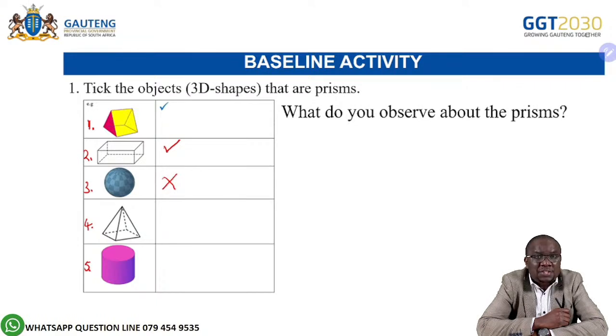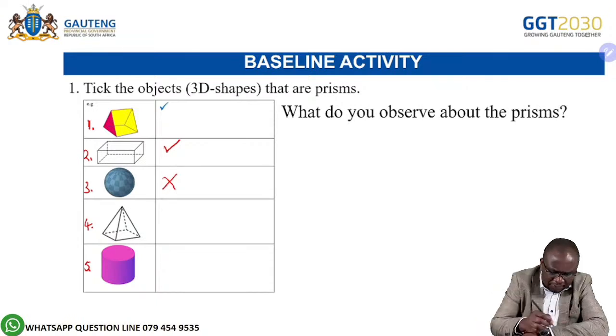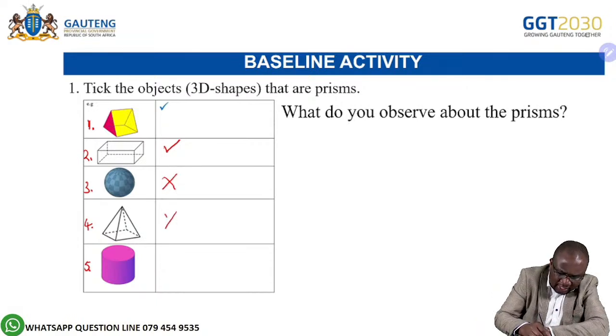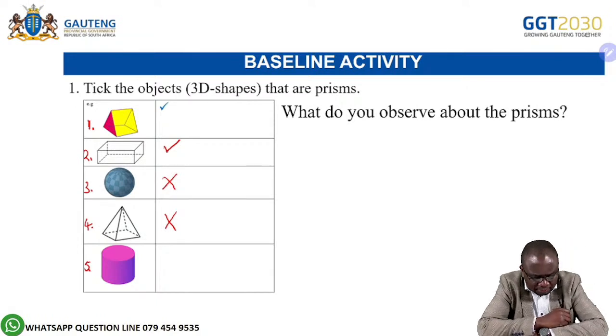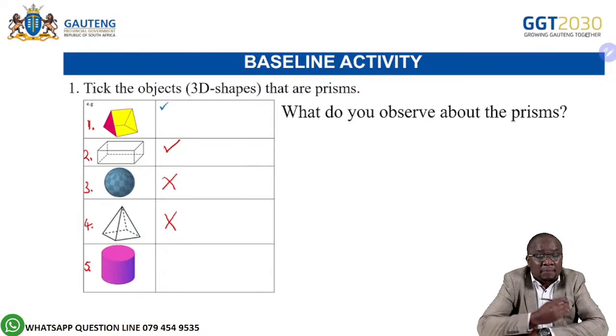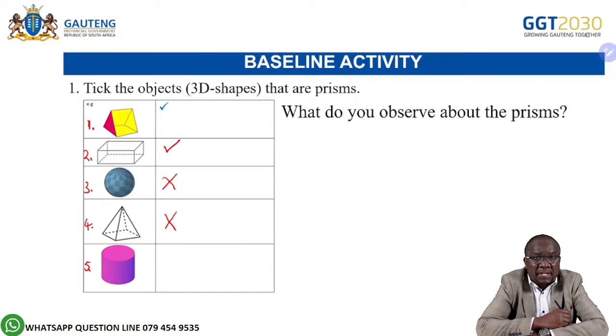Right, and then object number 4, is it a prism or not? It is not a prism. This one is a pyramid. That could be a square pyramid. The base is square, so it's a square pyramid. It's not a prism. You see that? So it's not like all 3D objects are prisms. There are prisms and things which are not prisms. You have to know the difference there.